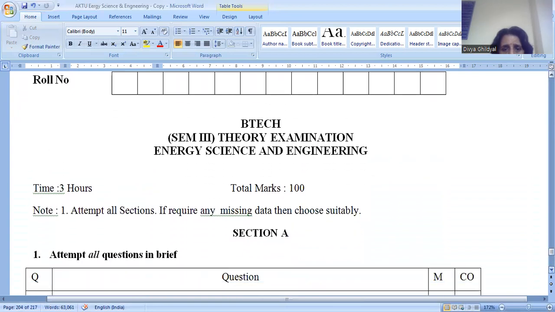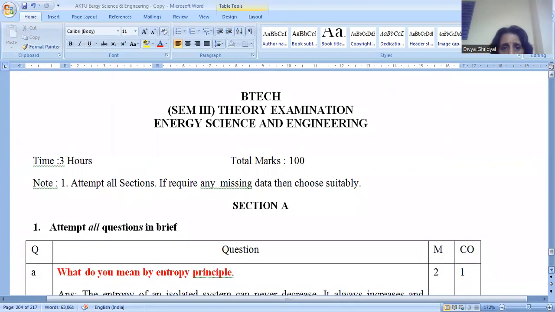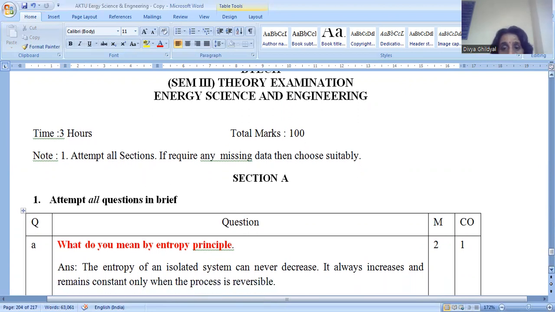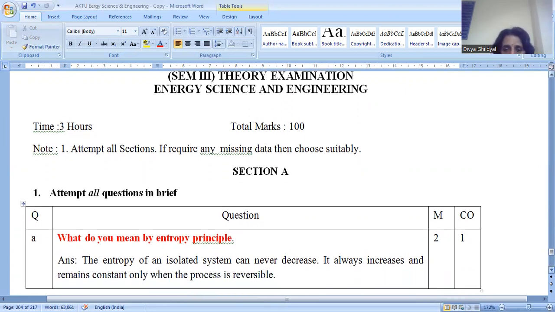Now the model paper. Let me have a look at the question paper. This question paper is of 100 marks. I have been given 3 hours to solve the paper. This paper consists of 3 sections.